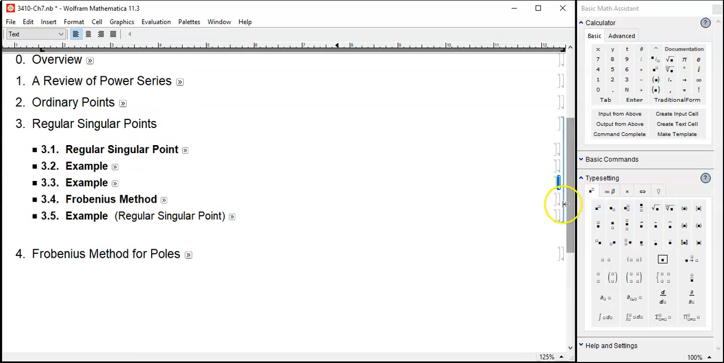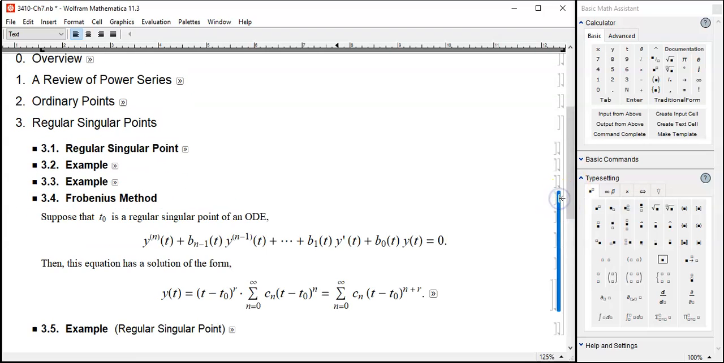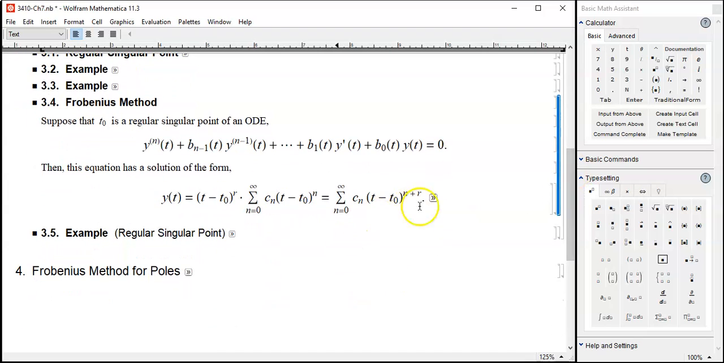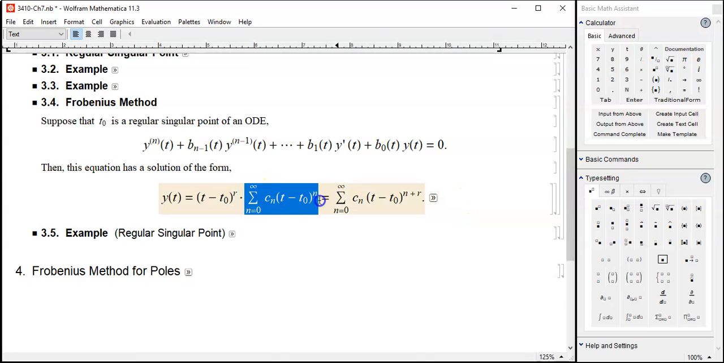Again, let's keep a little bit larger font. And here's an example. Here's a general theory. Frobenius method. Instead of plugging in the power series directly, we have an additional factor multiplied in there, t minus t0 to the r power, so that if you slip this one in, then we have n plus r power. And it is possible to identify what r is. And that's the essence of Frobenius method. Let's work it out with an example.